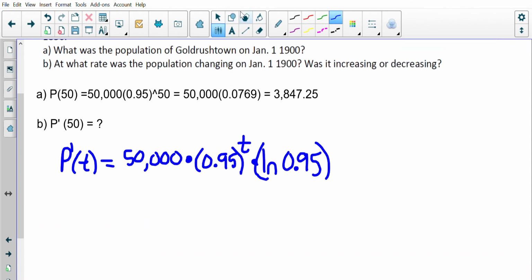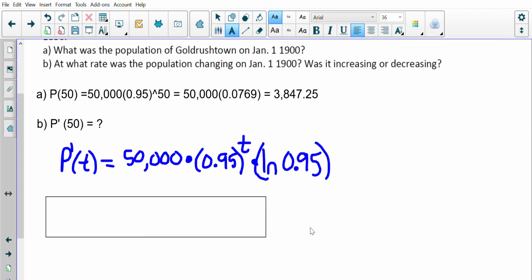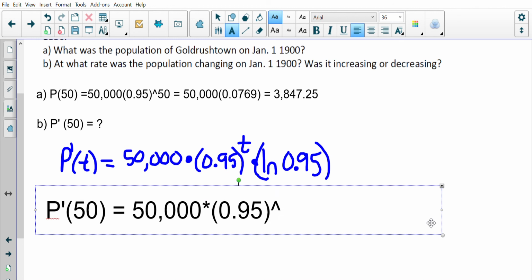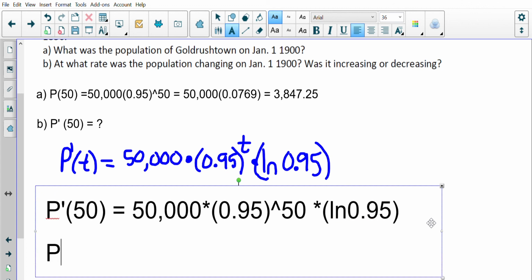Now, time to substitute in. I have my function, and I want my derivative after 50 years, the rate at which it's changing. So I'm going to have 50,000 times 0.95 to the power of 50, and then that number is going to be multiplied by the ln of 0.95. So just doing some calculations now. And you have to be able to find that ln button on your calculator.